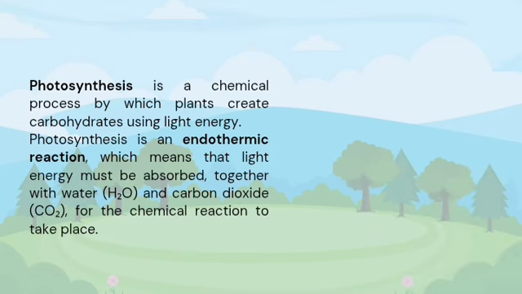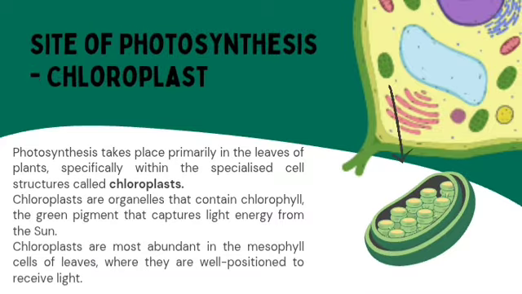Site of photosynthesis: chloroplast. Photosynthesis takes place primarily in the leaves of plants, specifically within the specialized cell structures called chloroplasts. Chloroplasts are organelles that contain chlorophyll, the green pigment that captures light energy from the sun. Chloroplasts are most abundant in the mesophyll cells of leaves, where they are well positioned to receive light.